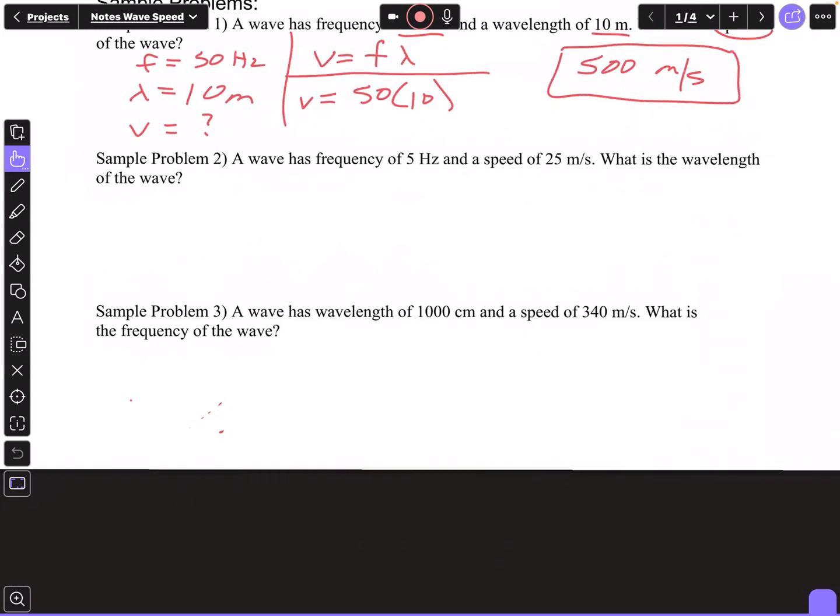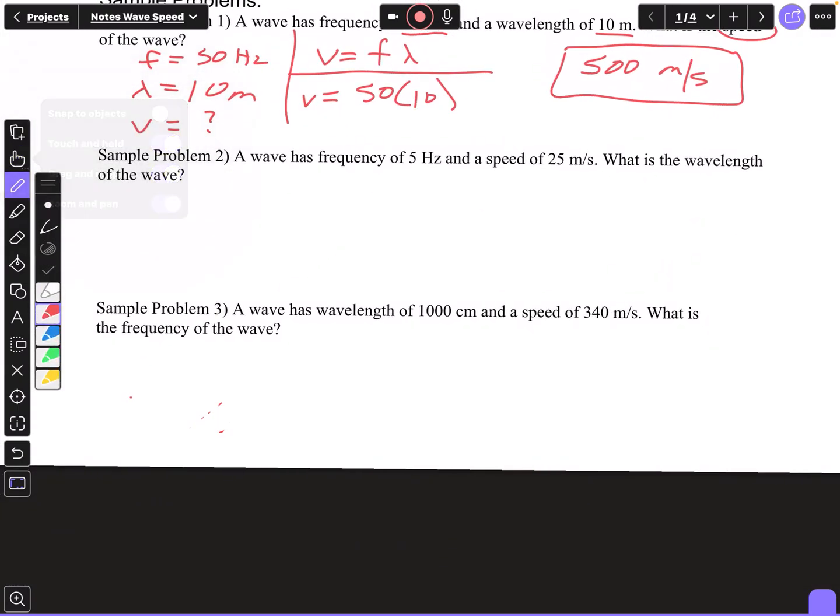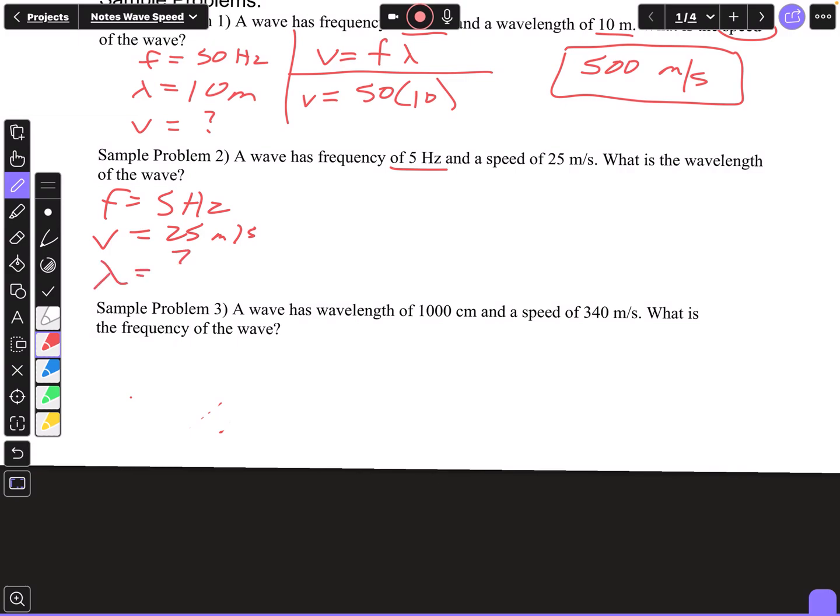Now, sample problem 2 says a wave has a frequency of 5 hertz and a speed of 25 meters per second. What is the wavelength? So again, we'll write down my givens and my unknown. It tells me a frequency of 5 hertz, so f is 5. Speed, v, is 25 meters per second. And it's asking me for wavelength, which is that lambda. So again, the only equation I can use is this new one we've come up with.